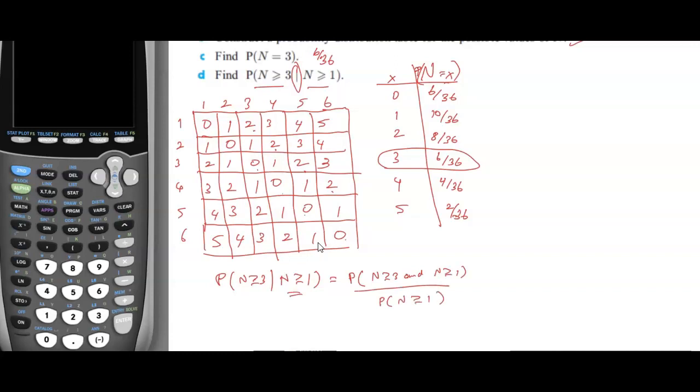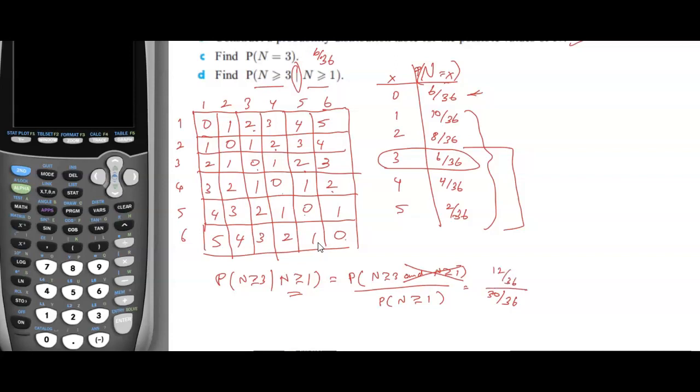What's the probability that n is greater than or equal to 1? Everything added together. So basically it's everything except for 6 out of 36. So wouldn't that be 30 out of 36? What is the probability that n is greater than or equal to 3 and n is greater than or equal to 1? Well, for both to be true, you can only have n greater than or equal to 3. So this is actually irrelevant in this case. If you're greater than or equal to 3, you're also greater than or equal to 1. So what is the probability that you're greater than or equal to 3? 6 plus 4 plus 2, 12 out of 36.